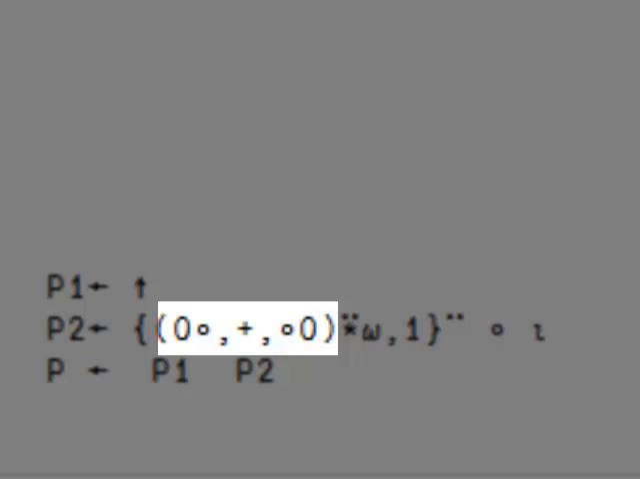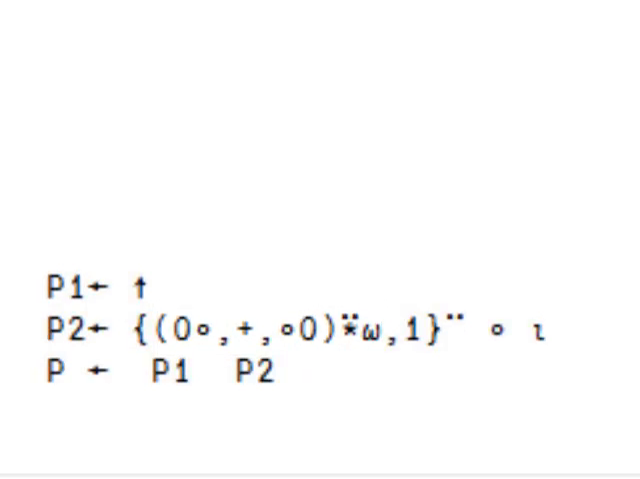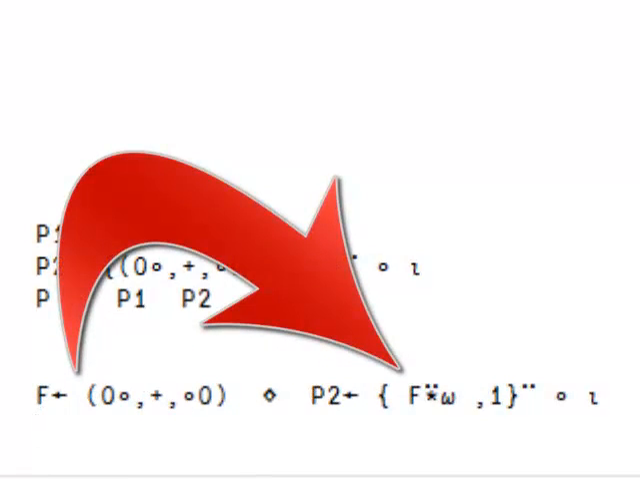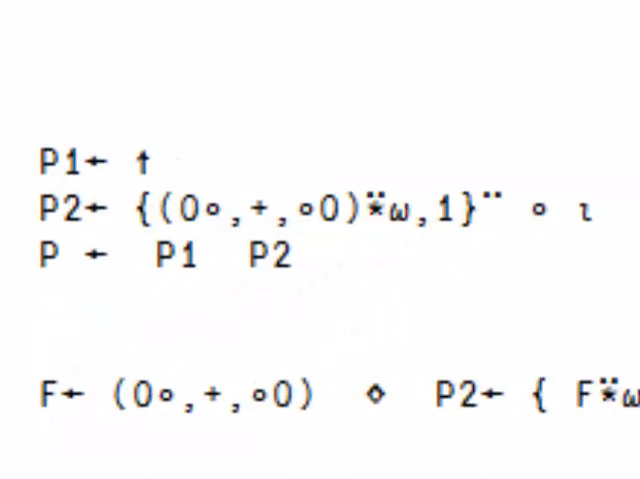What do the parentheses and omega constitute? The function applied to comma 1. In the dynamic function, this function is applied omega times to comma 1. We could rewrite P2 like this. Let's have a look at F more closely.